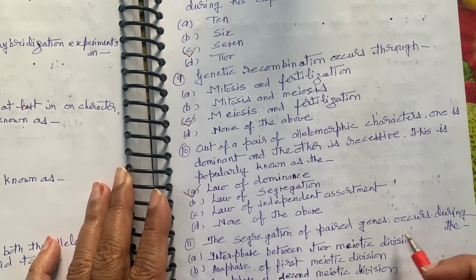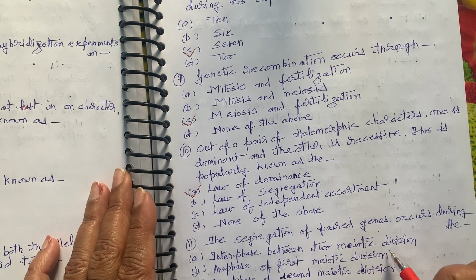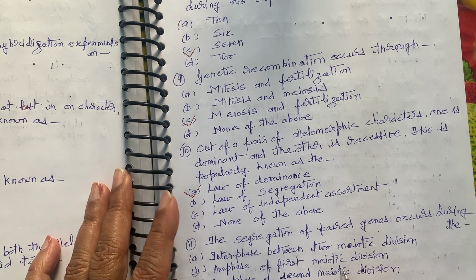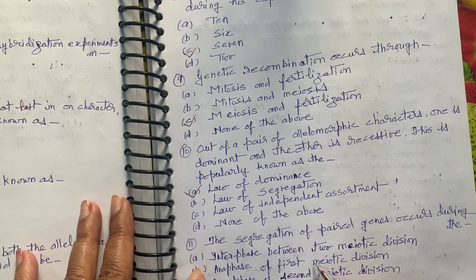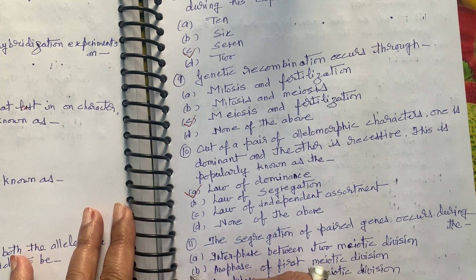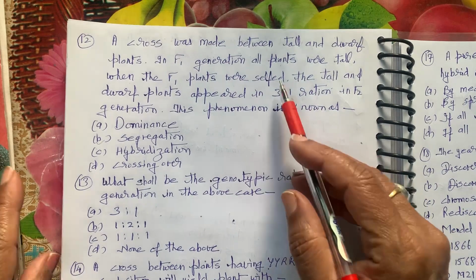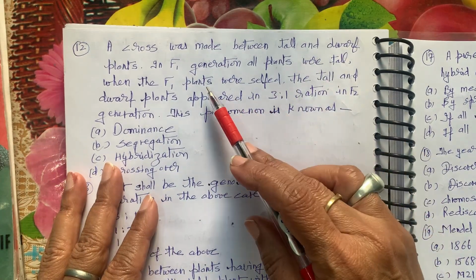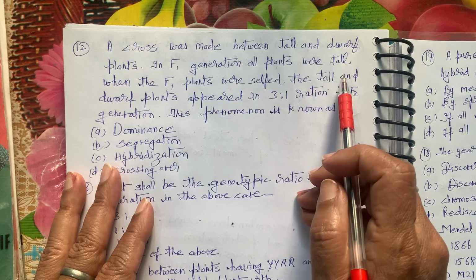The segregation of paired genes occurs during the interphase between the two meiotic divisions, anaphase of first meiotic division, anaphase of second meiotic division, none of the above. Correct option is anaphase of first meiotic division. Now the next one: a cross was made between tall and dwarf plants. In F1 generation, all plants were tall.